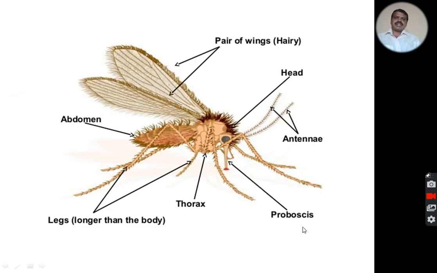So this slide shows the image of the sandfly, where you can see the head and the proboscis. Okay, the head, antenna, the thoracic region. The thoracic region is provided dorsally with a pair of hairy wings, and ventrally with 3 pairs of legs, and the rest is the abdominal segments.